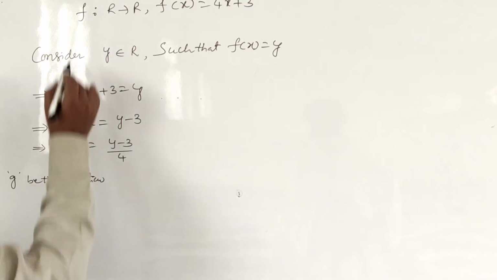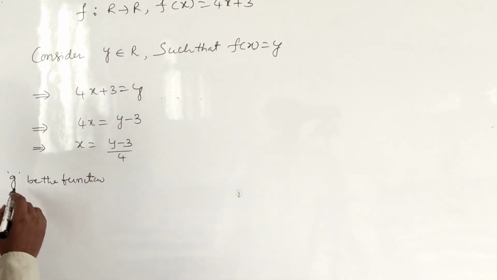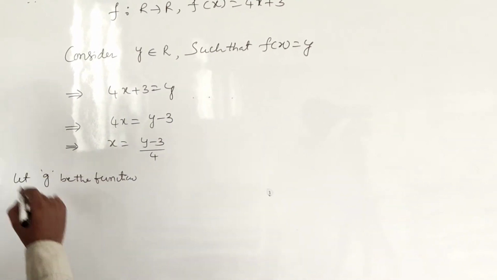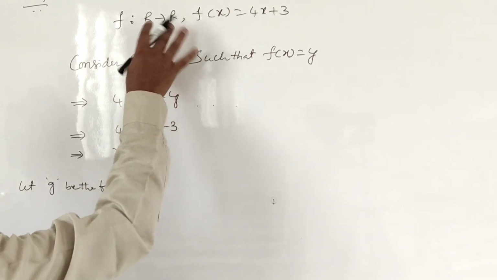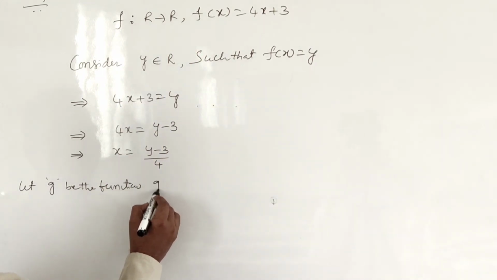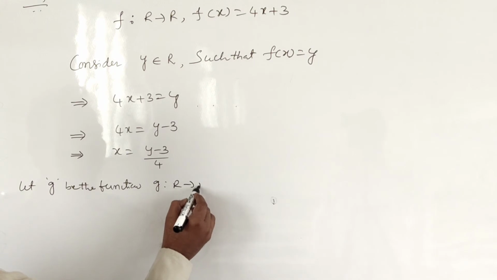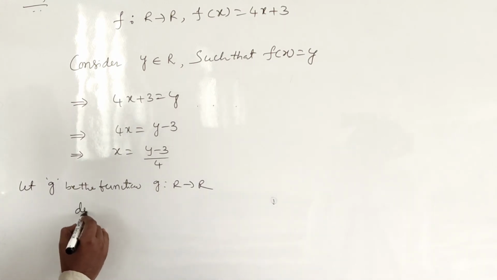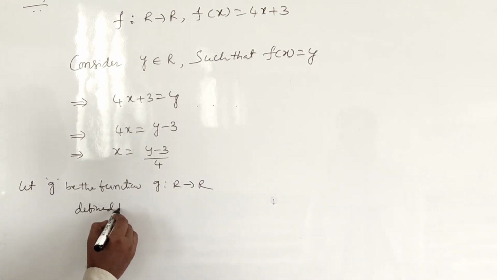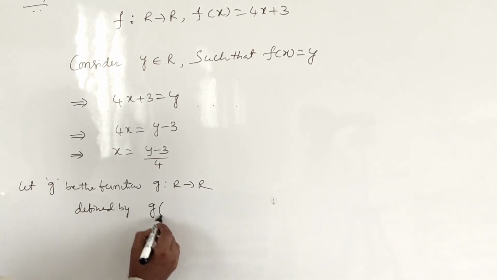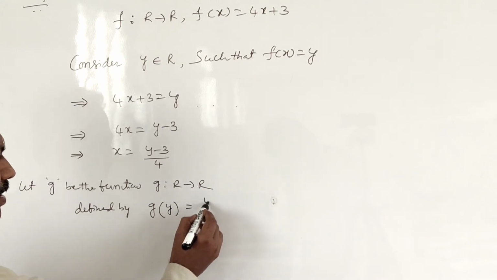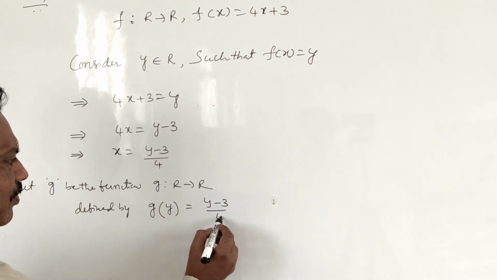Invertible, I told. f is a function mapping from R to R. There exists another function g that maps in reverse order, also R to R only. g is mapping from R to R, defined by how the g value is defined? Nothing but g value in terms of y. That's why g of y is equal to (y minus 3) by 4.